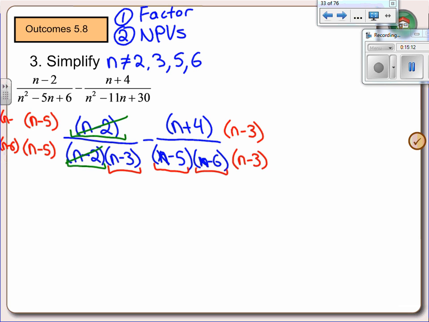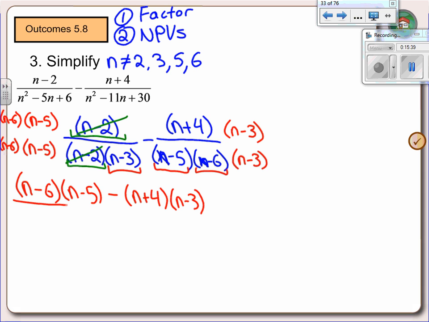Now we see we have a common denominator, right? Everything that's in the bottom on one is on the bottom on the other. So that means we can rewrite this as one big fraction. So we have n minus 6 times n minus 5 minus n plus 4 times n minus 3, all divided by n minus 3, n minus 5, n minus 6.